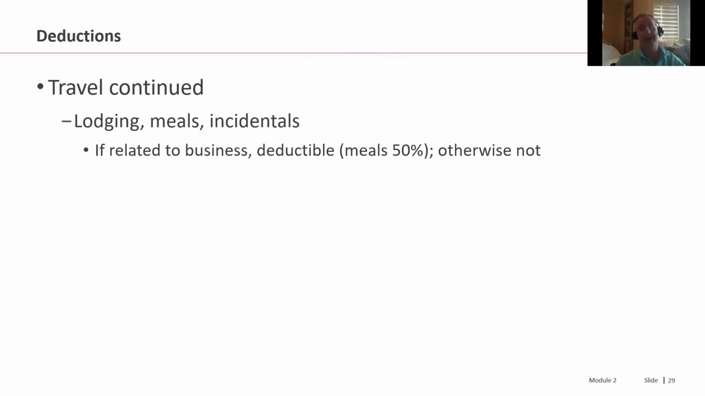So let's say I go on my 5-day trip, 4 days business, 1 day personal. So I spend a day sightseeing, or I go visit my sister, whatever it might be. So I spend 5 nights in a hotel. Since only 4 of those nights were business related, I can only deduct 4 nights worth of lodging. I can only deduct my business meals on the 4 days that I'm traveling. I can only deduct my incidentals like dry cleaning or cabs or whatever it might be on the 4 business days. That 1 personal day, I can't deduct any of those costs. That's what we're getting at there.